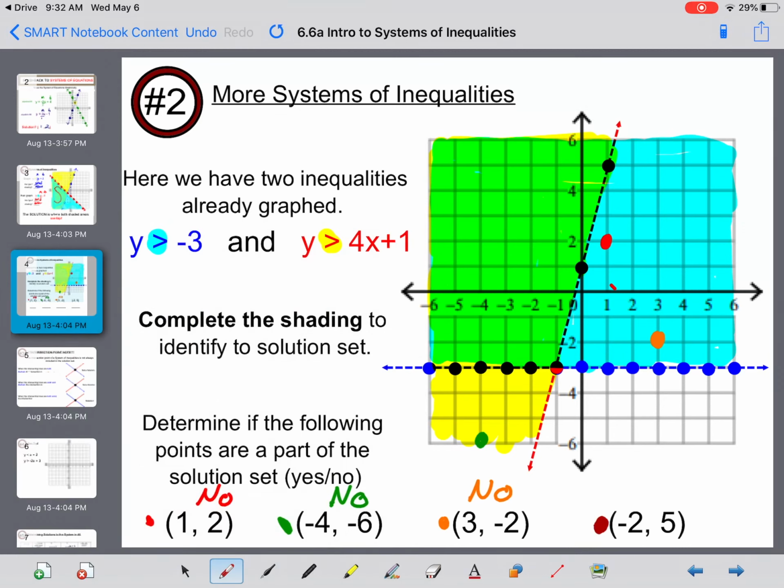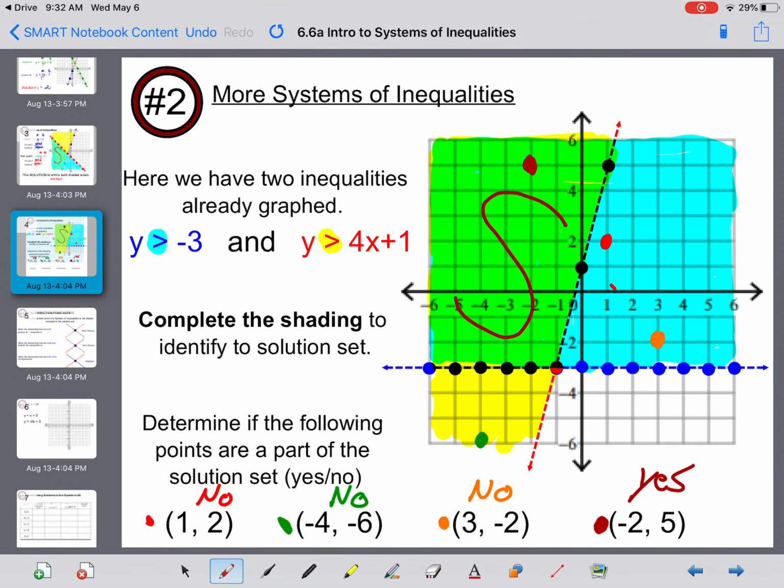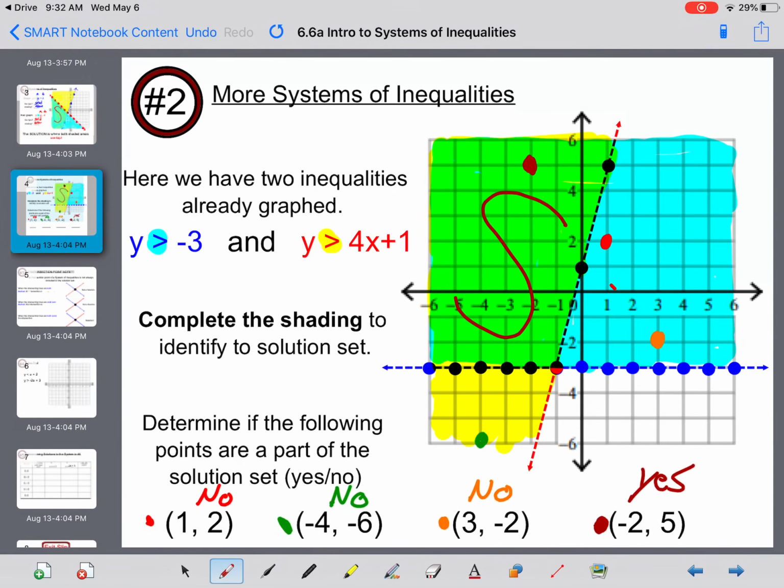And (-2, 5), it's red color. Left 2, up 5, falls in our green shaded region. Yes, that is a solution. And again, put your S in that green shaded region.